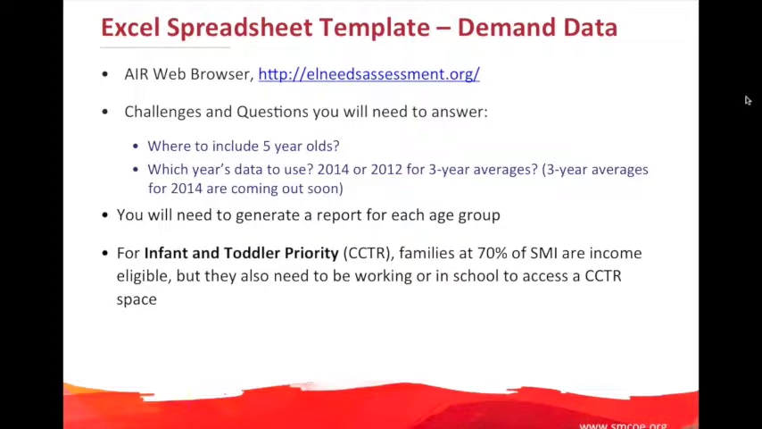So demand data: there are a couple of questions that you need to think about. Where do you want to include 5-year-old children who are eligible for state subsidy? With TK coming in, do you want to just say that if you have an average age cohort of 2 years long, that pretty much captures the number of children that would be in state preschool, for example?